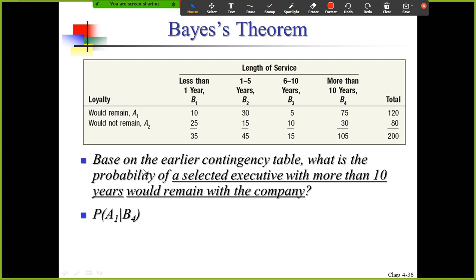Based on this table, what is the probability of a selected executive with more than 10 years would remain with the company? Executive with more than 10 years would remain with the company. It means remaining with the company is affected by more than 10 years. So this is not a conditional probability. We call this posterior probability.